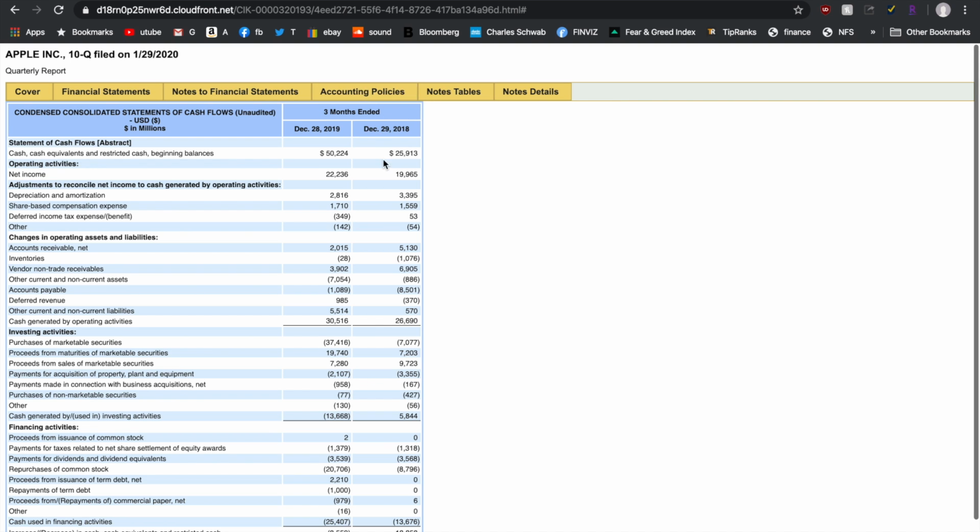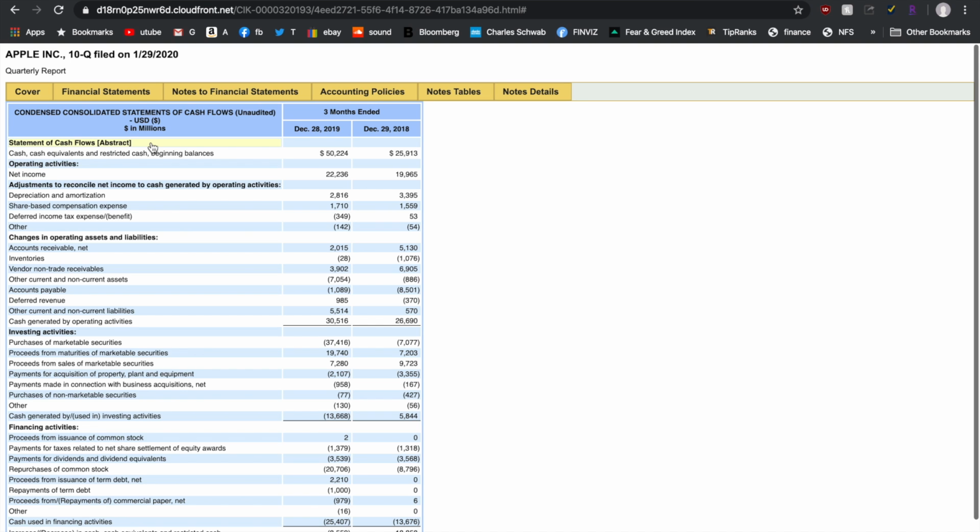So basically what this means is that with each of these columns, the column on the left is the more recent data, and the column on the right is the older data. So basically what you want to see is an increase from right to left. Okay, and then for net income, you can see that it went from 19 to 22. These are in millions already, so it'd be billions.